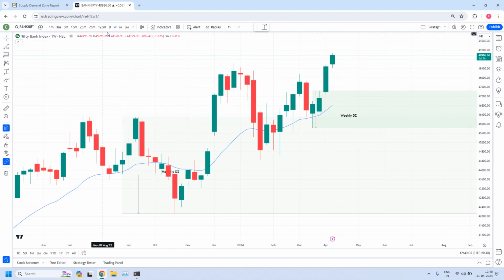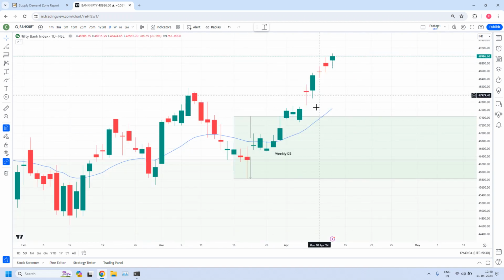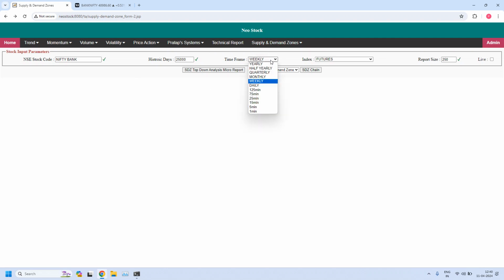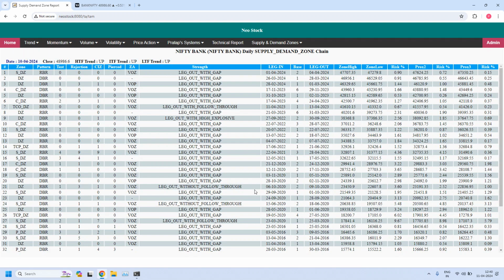Now let us change it to the daily time frame. Now on daily also, price is at all-time high. So here let us generate a daily chain. Changing the time frame to daily, so I'm generating the chain. So this is the daily chain, and the immediately available daily demand zone is a high liquidity demand zone, and it is a fresh zone. Excellent.